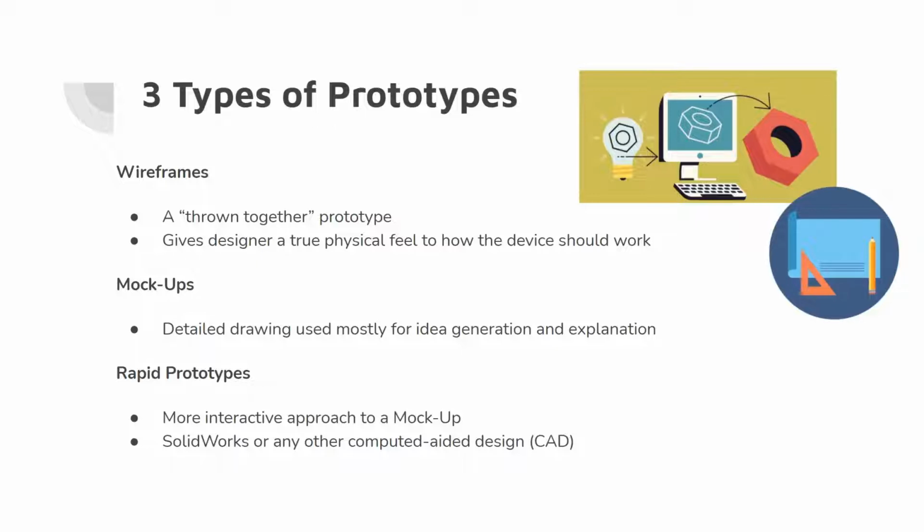The second type of prototype would be a mock-up, which is just a detailed drawing. While not giving much input to the actual design process, this kind of prototype is very helpful for initial stages of idea generation and explanation to colleagues. The last kind is a rapid prototype. This kind of prototype is a step up from a mockup by being more interactive. Tools like SOLIDWORKS or any other CAD software can be used to build and theoretically test your device.